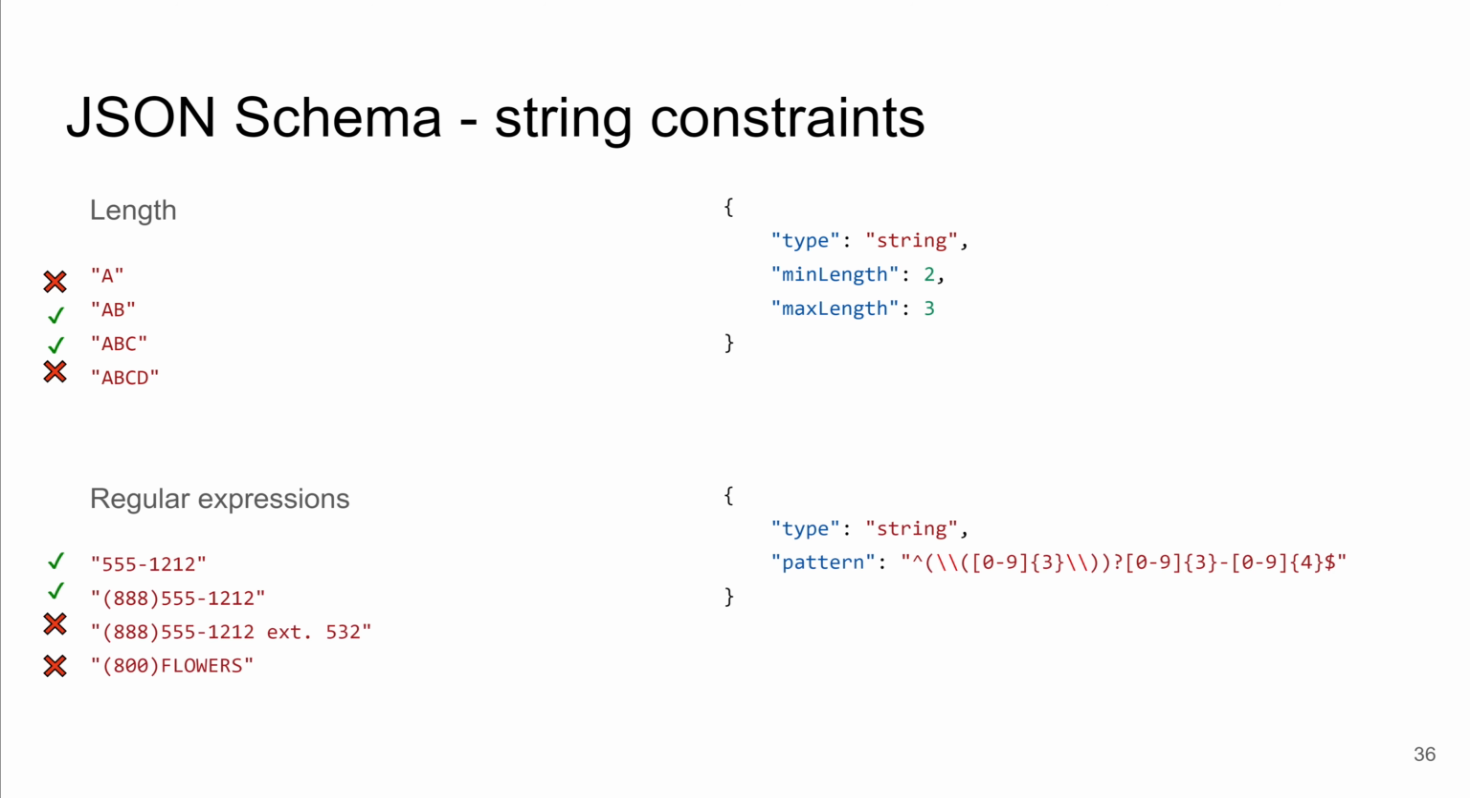Also, another common type of validation of string values is using regular expressions. So in JSON schema, we are able to define a regular expression pattern and use it to validate, for instance, a telephone number here. It's an American telephone number, and the first 2 examples are valid and the second 2 examples are not valid.